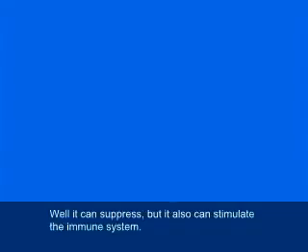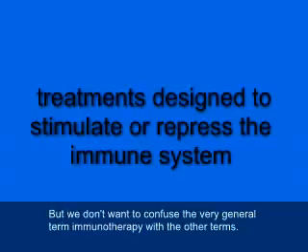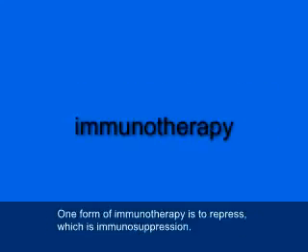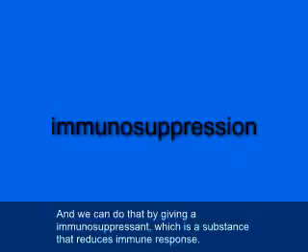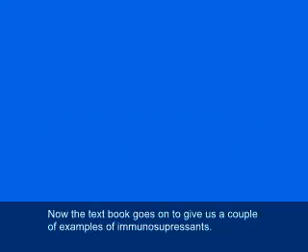Well, it can suppress, but it also can stimulate the immune system. So we don't want to confuse the very general term immunotherapy with these other terms, okay? One form of immunotherapy is to repress, which is immunosuppression, and we can do that by giving an immunosuppressant, which is a substance that reduces immune response. Now, the textbook goes on to give us a couple of examples of immunosuppressants.